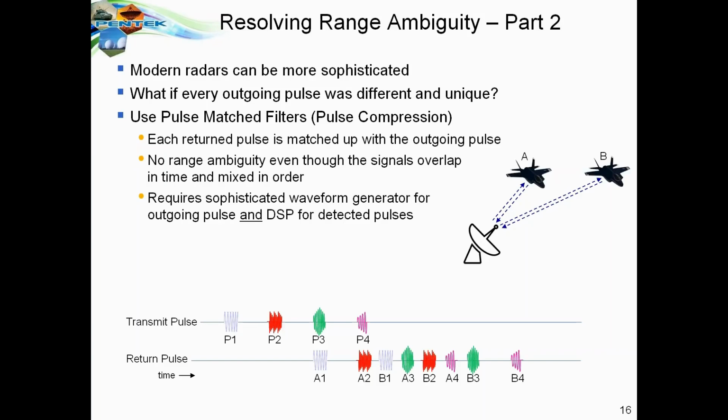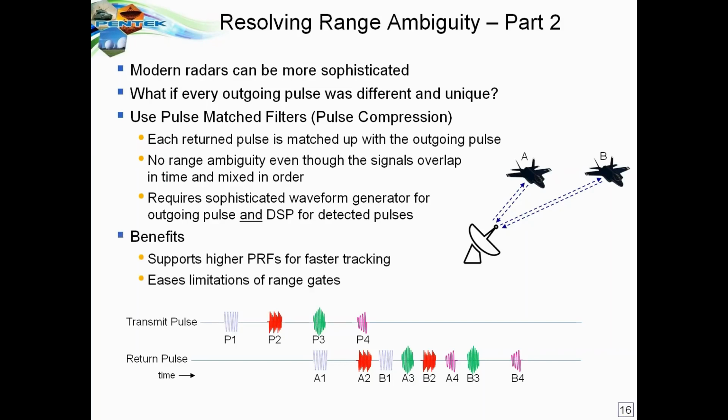This does require a very sophisticated waveform generator for the outgoing pulse. Remember, each one is different. And it requires the digital signal processing of pulse compression in order to untangle these mixed pulses that are all appearing in sequence in the return signal. The benefit here is that you can support much higher PRFs, so you can do faster tracking, and it also eases some of the limitations of the more primitive range gate architectures.